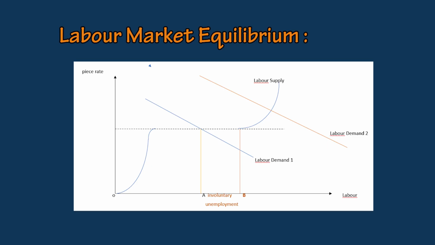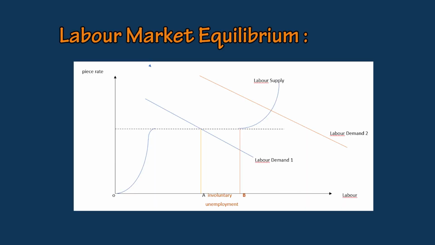Now, if the labor demand is as high as that of labor demand 2, then the analysis of the labor market is more or less like that of the traditional analysis. Here the interaction of the labor demand and labor supply curve will give us the equilibrium level of employment and the equilibrium piece rate.